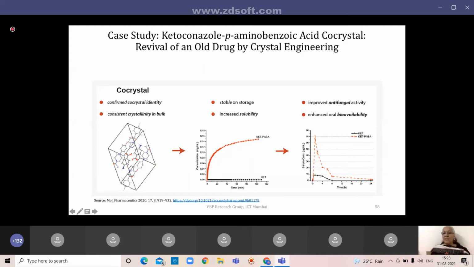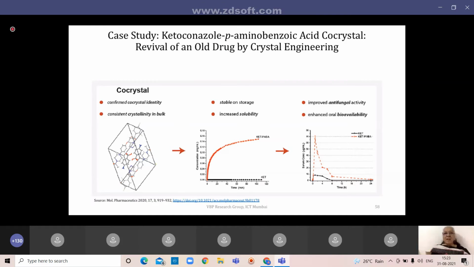So obviously, you know what is important in the case of antibiotics or antifungals? Not only the effect, onset is important, but post-antibiotic or post-antifungal effect is more important. Meaning, once you give, for how long it can maintain that effect. So such formulations can give a good post-antifungal effect too.